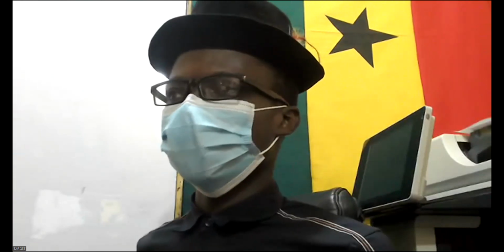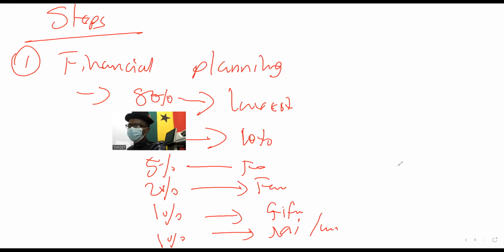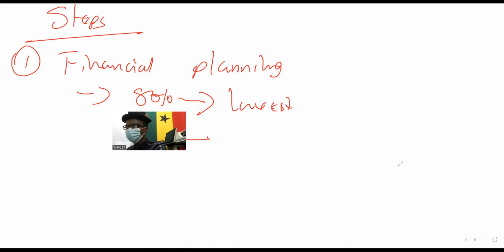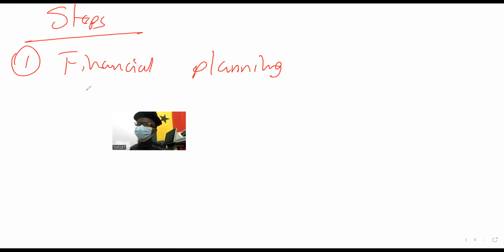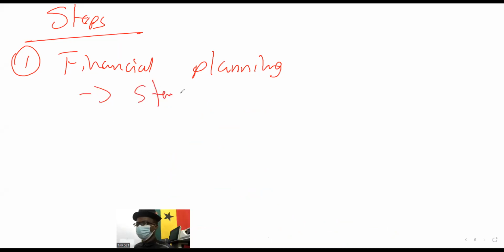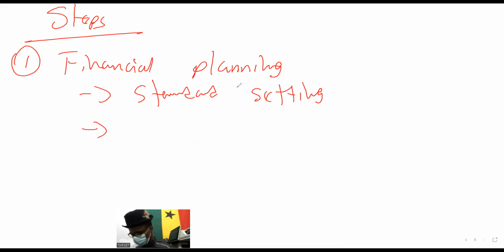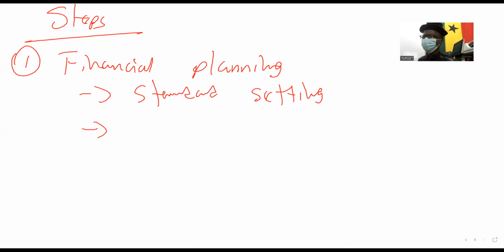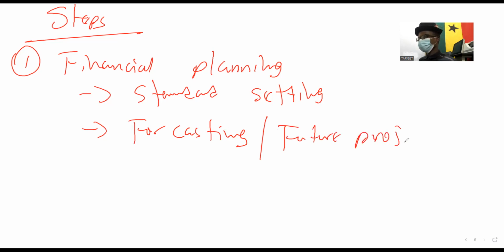Good. So that's financial plan. It's about setting up a standard. So a financial plan can be setting up a standard, making a decision ahead of time. It's about standard setting. It can also be about forecasting, all this, just looking into the future, projections. That's all. So that is all about financial planning.